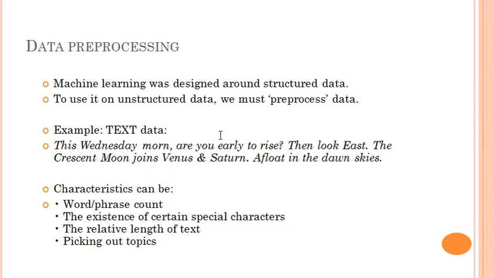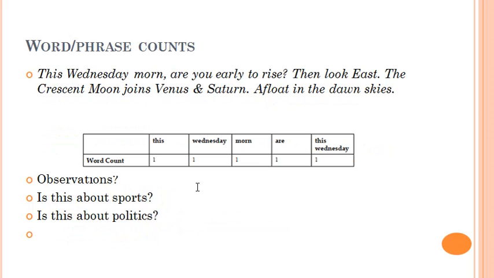For example, if we have this kind of textual data which is written in front of you, we can say that this sentence or this textual data consists of a number of characteristics, and those characteristics can involve, for example, word count, how many words are there in this sentence, what is the phrase count, the existence of certain special characters, if there are some special characters in this sentence, or the relative length of the text, or if we want to pick out some topics. So these are some of the basic characteristics which reside in all sorts of textual data.